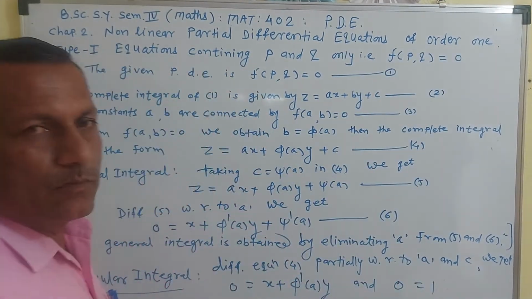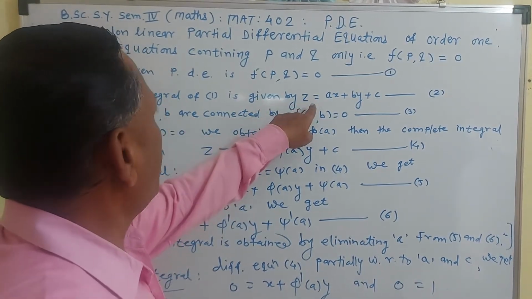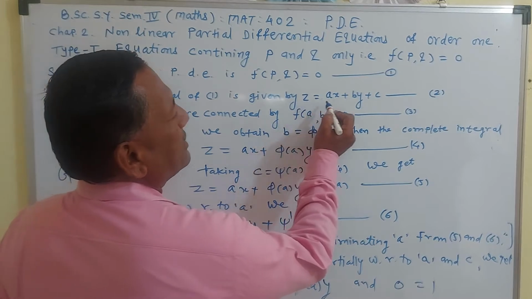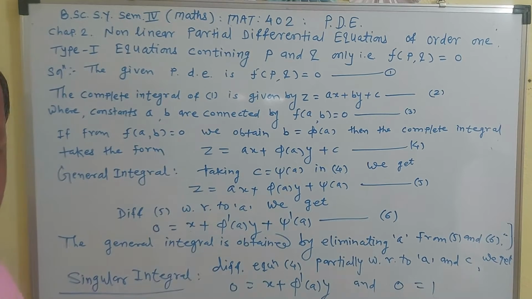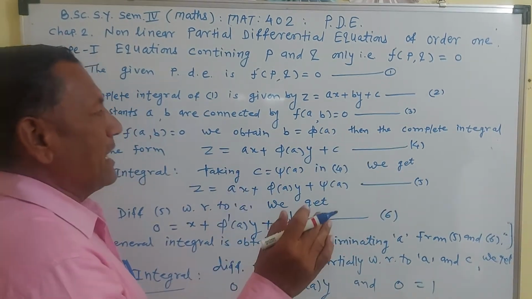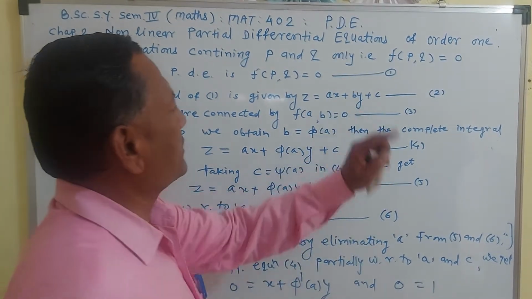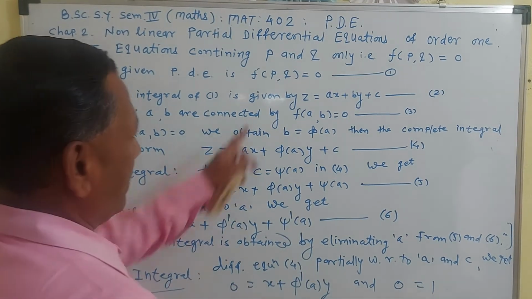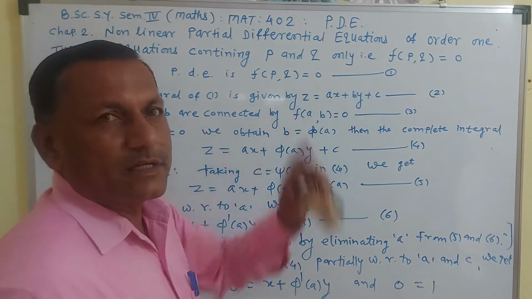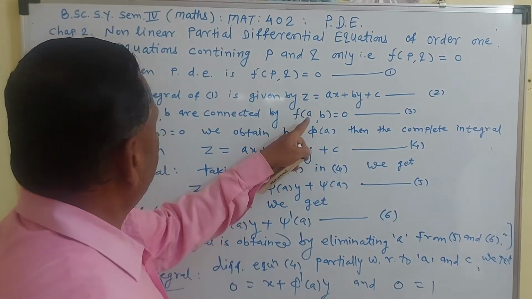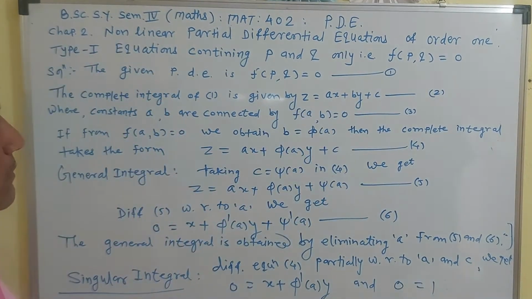So you give the names. The first equation is your given equation. The second equation is its complete integral, and its form is z = ax + by + c. Here a and b are constants. They are connected by the relation f(a,b) = 0. So that is number 3. Now you observe that your equation is f(p,q) = 0, and here the complete integral is z = ax + by + c, where a and b are connected by the relation f(a,b) = 0.